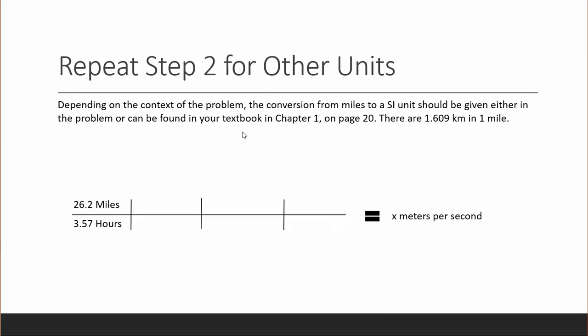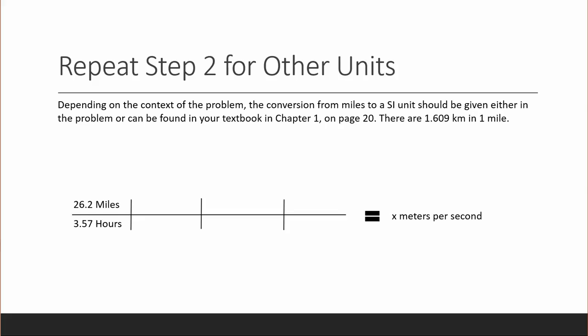Okay, and then we're going to do step 2, but for the other units, which for this problem are meters per second. So we have this same ratio here that we used in our previous 2 slides. And then if you want, you can pause the video now to go ahead and solve this out on your own. I've got the conversion ratio right up here, 1.609 kilometers to 1 mile. That can be found in your textbook by Googling it and will usually be provided on a test.